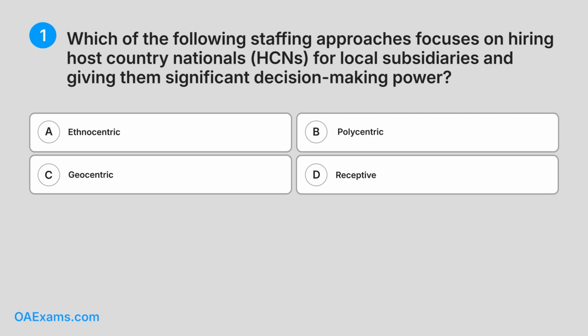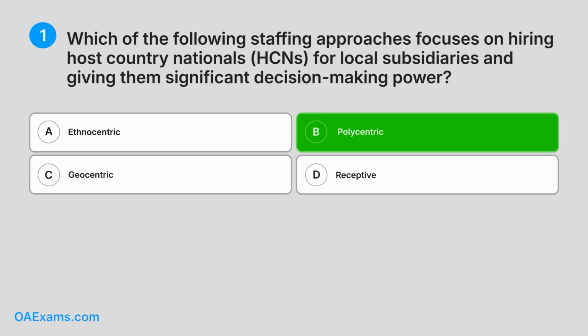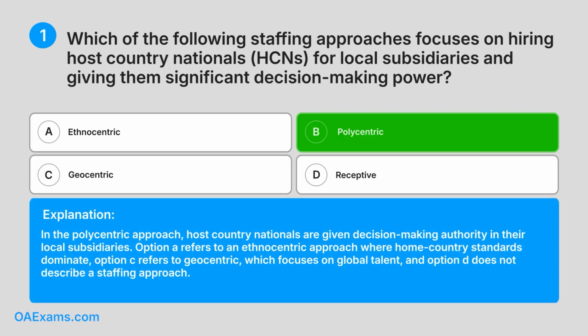Correct answer, B. Polycentric. Explanation. In the polycentric approach, host country nationals are given decision-making authority in their local subsidiaries. Option A refers to an ethnocentric approach where home country standards dominate. Option C refers to geocentric, which focuses on global talent, and option D does not describe a staffing approach.